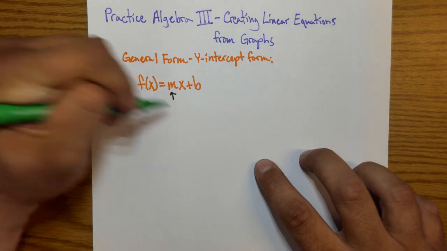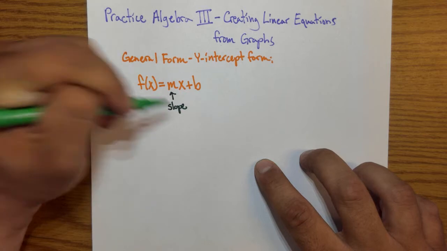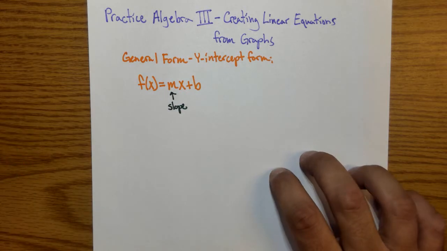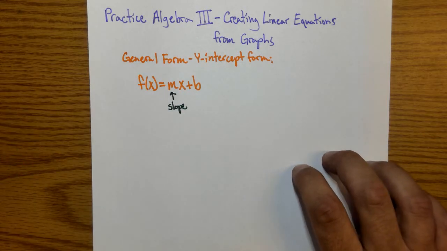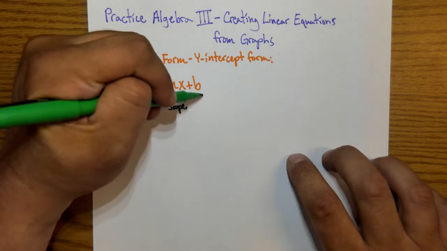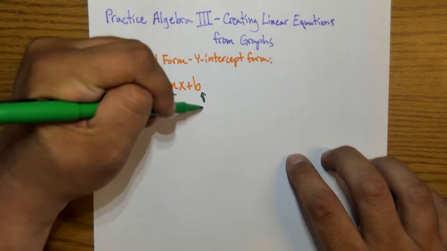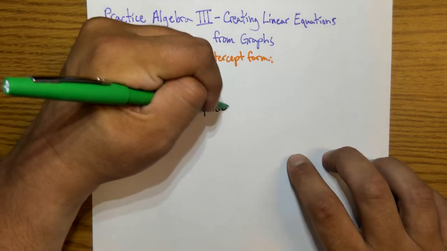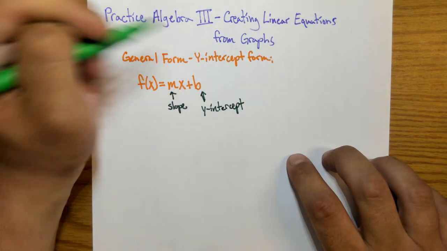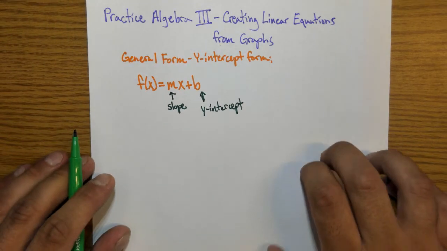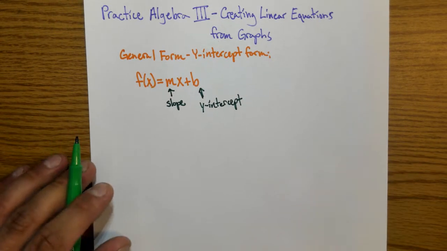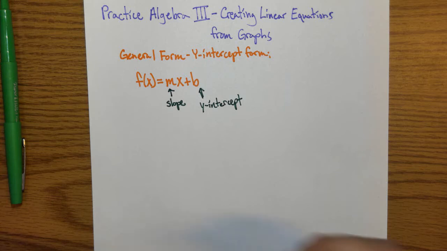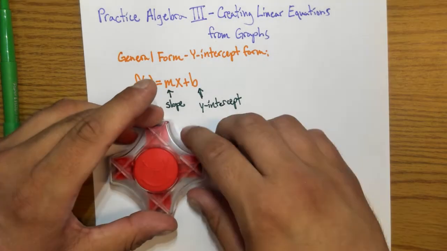Now remember, m is our slope. That tells us how steep the line is. And then we also have our b, and b is our y-intercept, hence why it's called the y-intercept form. And remember, the y-intercept is where the line crosses the y-axis. And let's review a graph here.